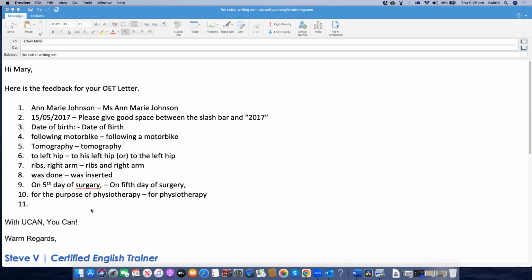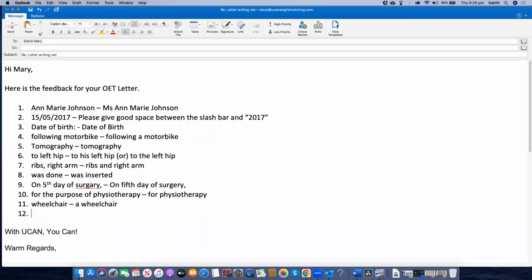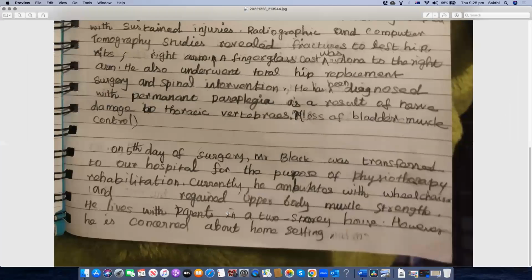Okay, with all the equipment, whenever we use the equipment in the singular, we have to always use an article. For example, a wheelchair. When you translate this to your first language, you should also be able to understand why we have to use a singular article here. All right, let's continue with the next one. And regained upper body muscle strength. Okay, so let's read it. Currently, he ambulates with a wheelchair and regained upper body muscle strength.